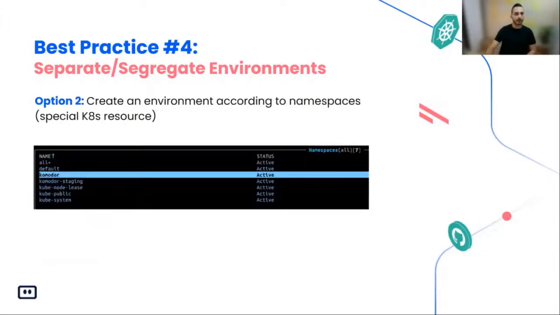The second one is to create a namespace for each environment. A namespace is actually a Kubernetes resource that just separates your applications into different sections of the cluster, and they are completely separated from one another, and you can use that to probably save some money when building.